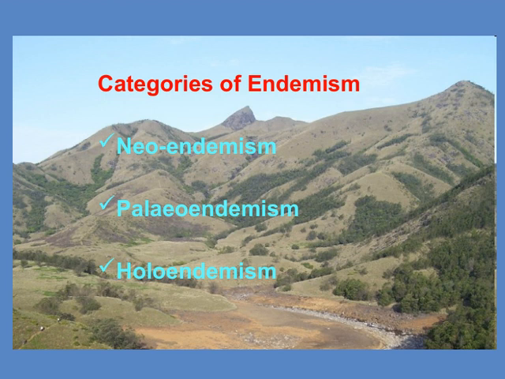Then, we have holoendemism, which describes species that are entirely restricted to a single, specific location. Think of them as truly endemic, with no populations elsewhere. Recognizing these different categories helps us understand not just where species are found, but also their evolutionary history and how they fit into the broader picture of biodiversity. This understanding is crucial as we consider conservation strategies for endemic species and the unique regions they inhabit.